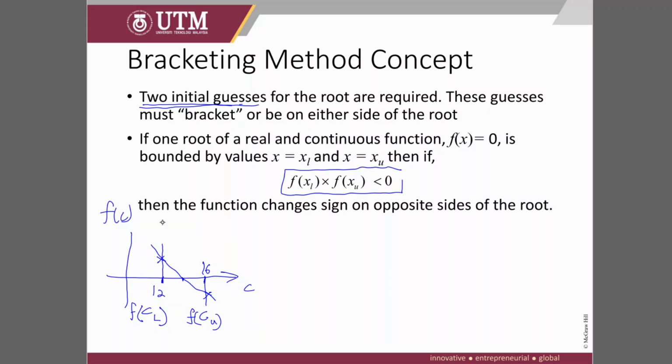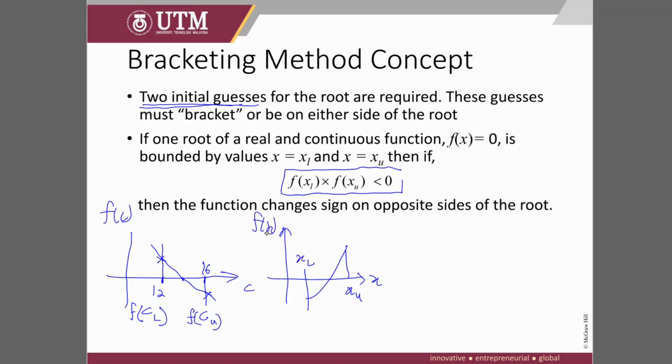So if the function f(x) equals 0 has a real root, and f is continuous, bounded by x equal to x lower and x equal to x upper, the lower bracket and the upper bracket, then we know that f of the lower bracket times f of the upper bracket must be a negative number. So positive, negative: there's a root between these two brackets. It can also be like this. As long as, let's say, this is x lower, and this is x upper.